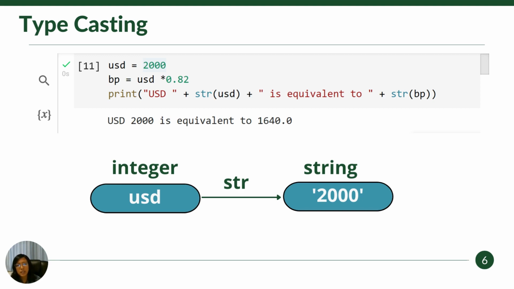So this str is now used as typecasting. We call it typecasting. We want to change the USD number, an integer number, into a string by using the str typecasting. All right. So typecasting is simple.